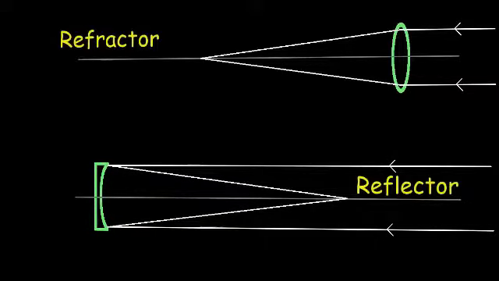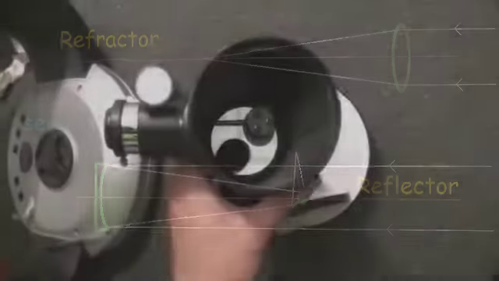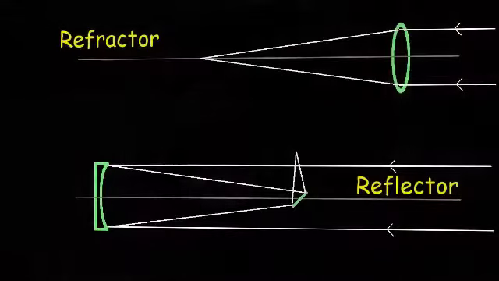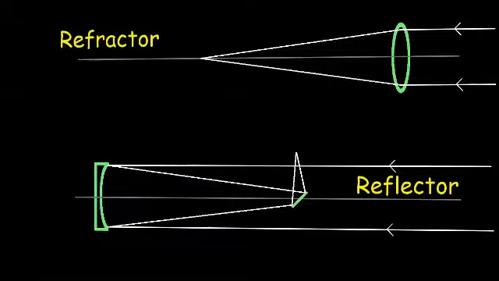Those that use mirrors typically have a secondary mirror in the optical train, and this obviously reduces the light gathering capability of the telescope and also lowers the resolution. In practical terms, what that means is you get more contrasty images out of refractors.